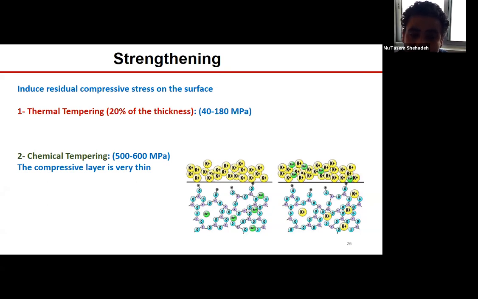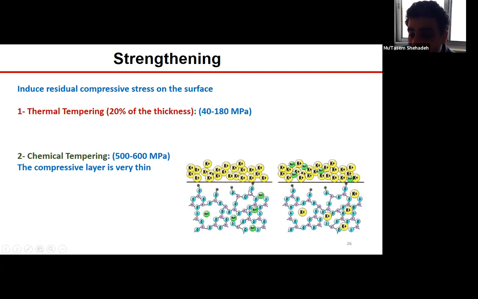Another type of strengthening can be done also using chemical tempering, whereby in the case of soda lime silica, the sodium ions can be exchanged with bigger potassium ions.